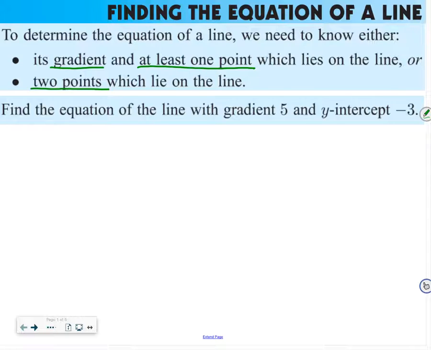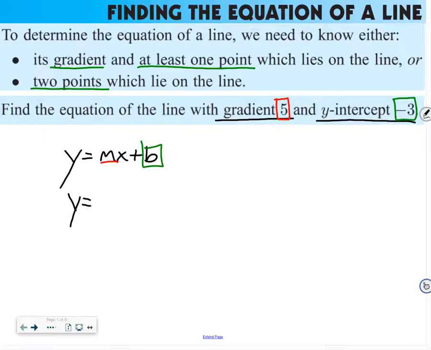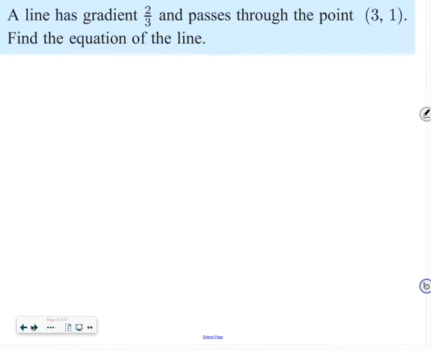Okay, so here in this example, this is kind of our favorite type because we're given the gradient and we're given the y-intercept. So remember, in our gradient-intercept form, we have y equals mx plus b, where m is represented by the gradient, and b is represented by your y-intercept. So as I substitute those in, I get y equals 5x minus 3. And that is the equation of a line. Let's look at our other example here.